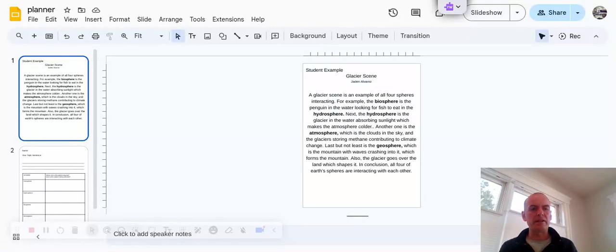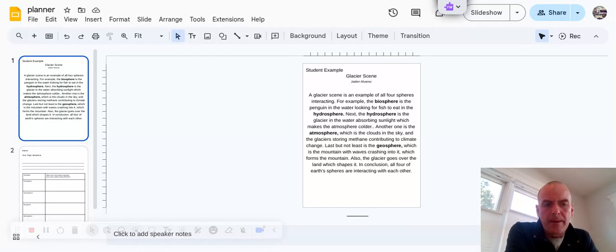Okay, I went over this on Friday, just wanted to quickly go over it again today. So you are planning your sphere writing, and you have an example from Jaden Alvarez last year. You need to read this, read it carefully, and yours should sound like this.